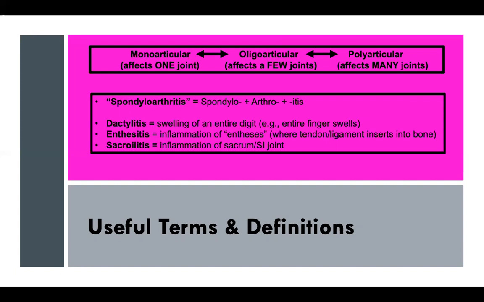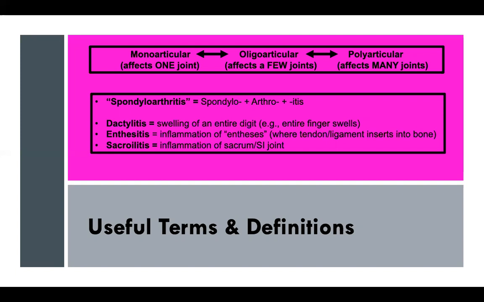Dactylitis is a word that refers to swelling of an entire digit. So a visual that is often used is like a sausage finger. So the entire digit swells. It's not just at one joint. It's not just at one part. It's the entire digit. So that's one sign that we'll see in certain of these diagnoses.